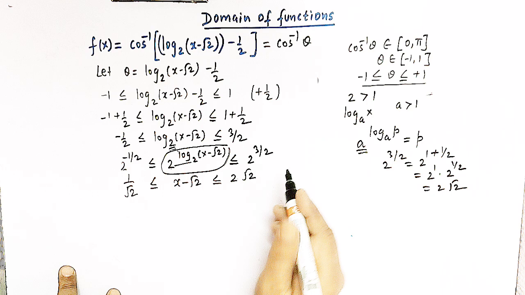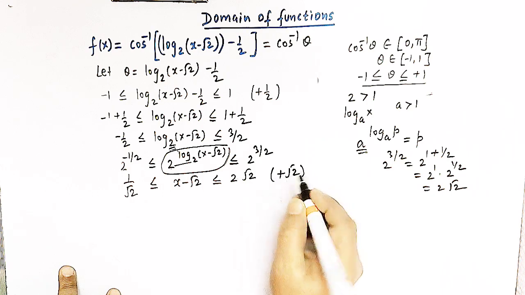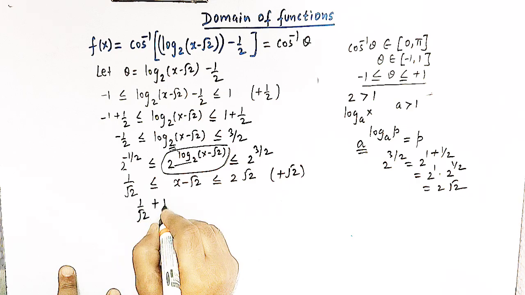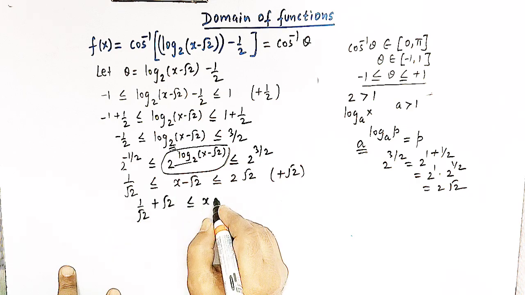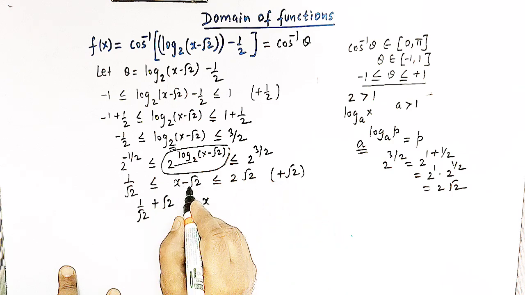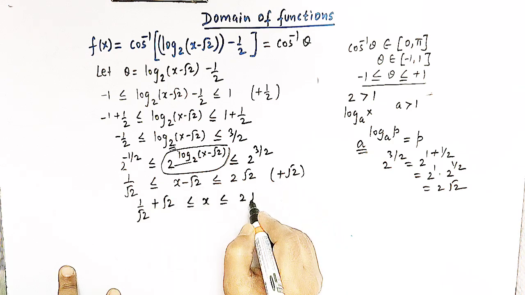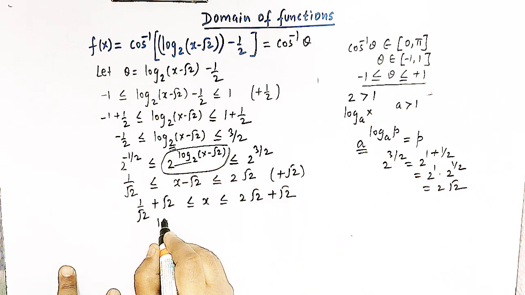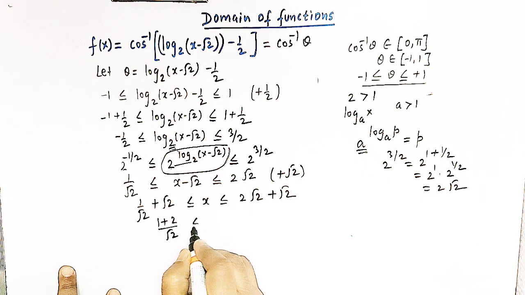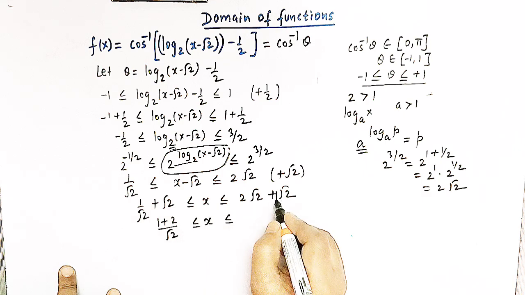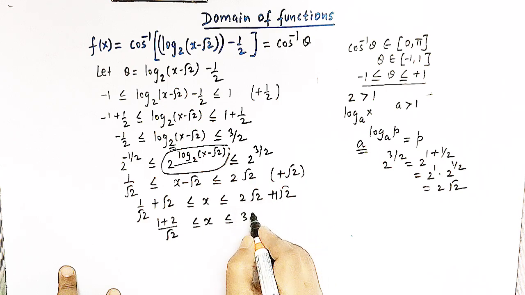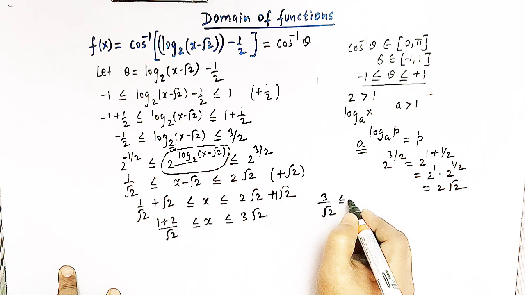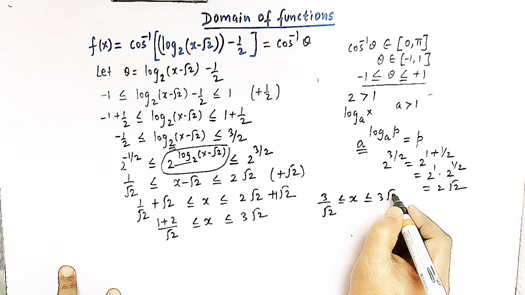So let us add plus square root of 2. Adding root 2 throughout, we have 1 over root 2 plus root 2, and here we have simply x, because root 2 and minus root 2 get cancelled, and here we have 2 root 2 plus root 2. Now simplifying this, we have 1 plus 2 over root 2, then x, and here we have 2 plus 1, that is 3 root 2. So this is 3 over root 2, then x, and 3 root 2.